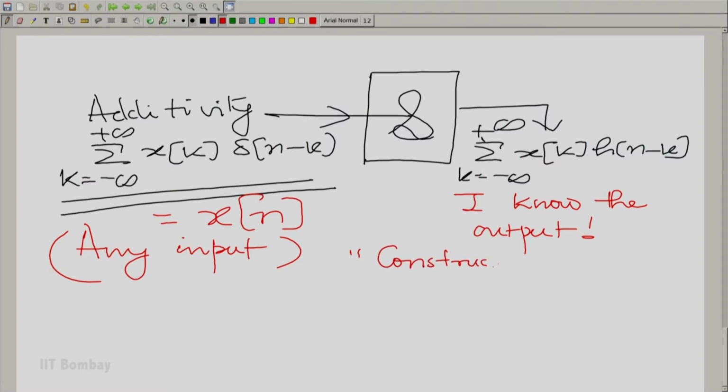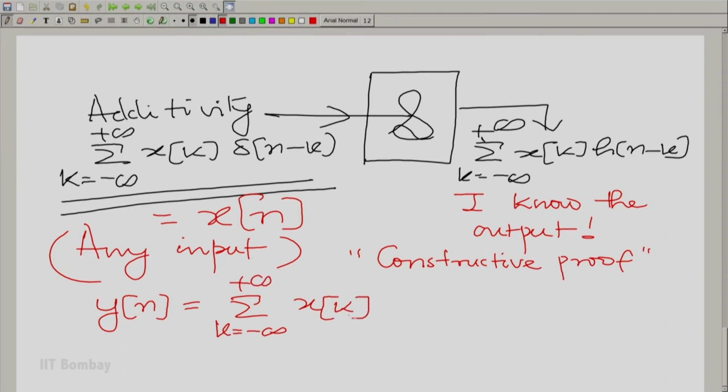What we have shown is that we of course are able to construct the output for any input once we know the unit impulse response. What is more, I also know how to construct that output. So, this proof is constructive. This is what we call a constructive proof. I can tell you that the output is y[n] given by the summation over k from minus to plus infinity of x[k] h[n - k]. So, the proof is complete.